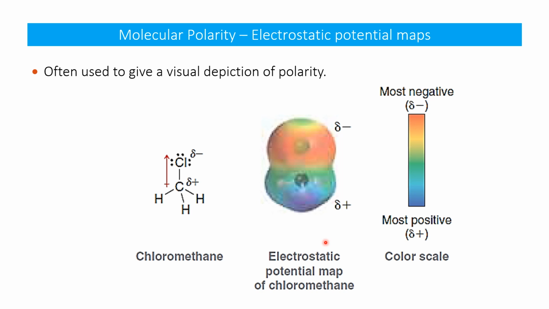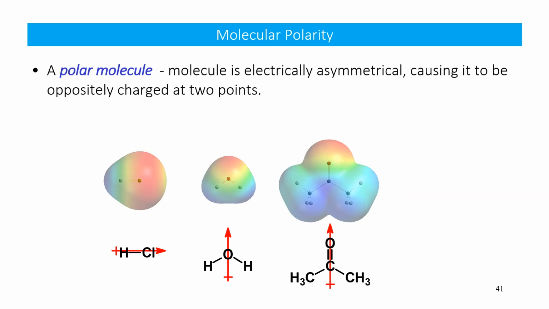You can see that the overall molecule has a polarity pointing towards the chlorine. Again, remind yourself of the color scale: the blue is, of course, most positive, and the red is most negative. A polar molecule is a molecule that is electrically asymmetrical, so it causes it to be oppositely charged at two points.